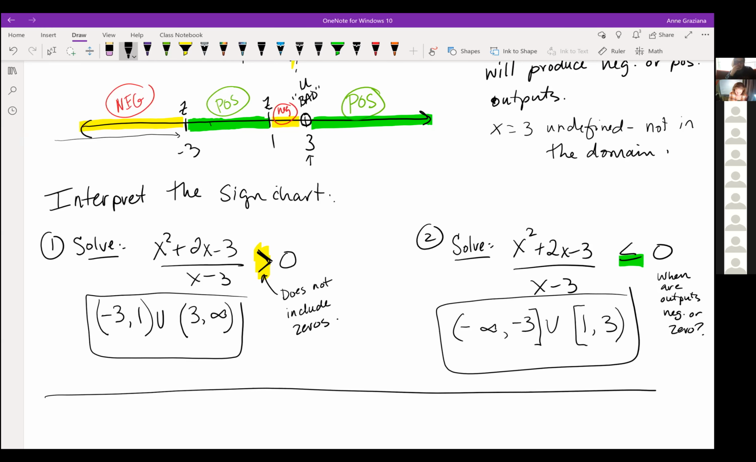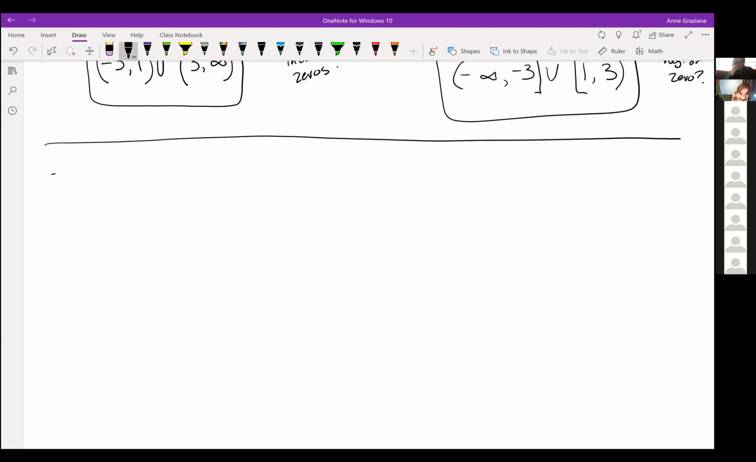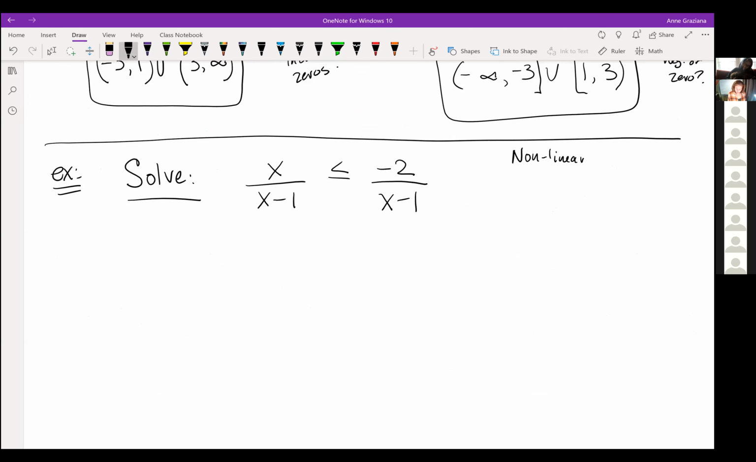Okay, now let's do this thing for real from start to finish. Solve x over x minus 1 is less than or equal to -2 over x minus 1. So this is nonlinear because x is in the denominator. So we need a sign chart. And I'm not going to graph it. Okay, so this is the for real thing.